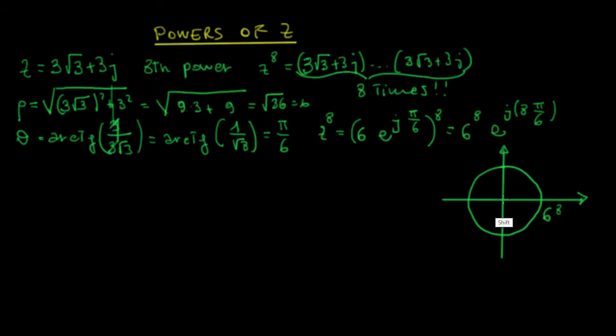Well, this is pi over 6, 2 pi over 6, 3 pi over 6, 4 pi over 6, 5, 6, 7, 8 pi over 6. Okay, this is where z to the 8 is located. And you see how easy it has been to find the power of a complex number compared with using the Cartesian form.